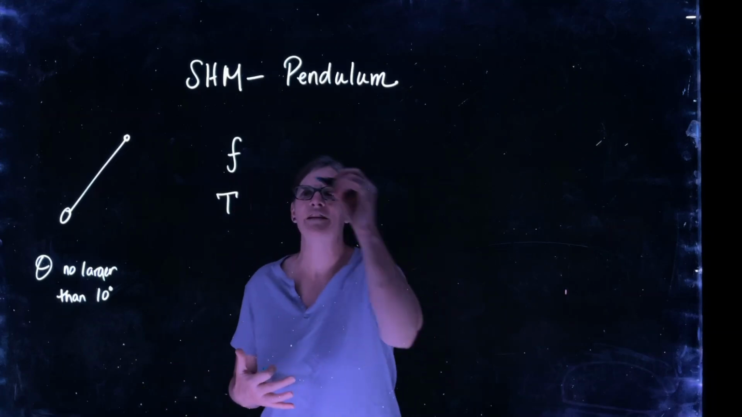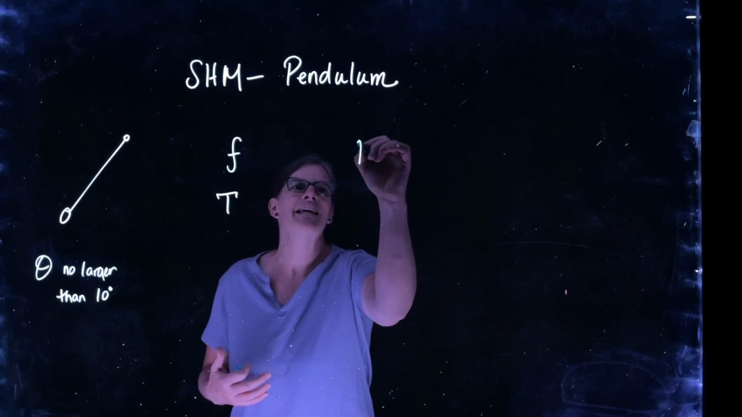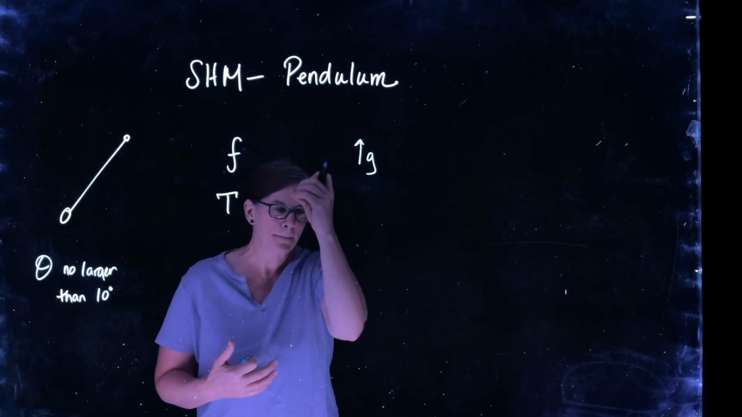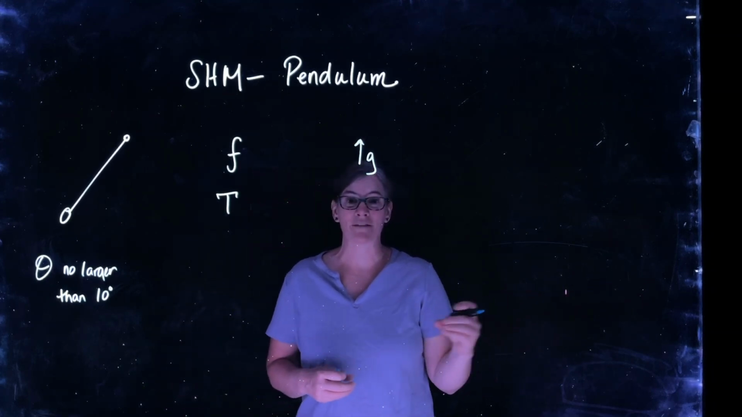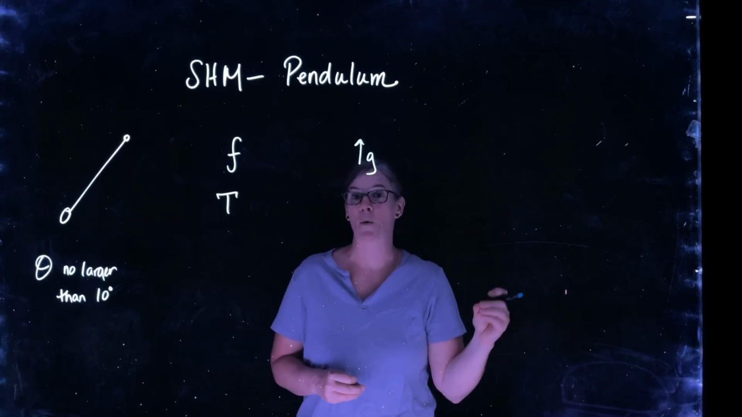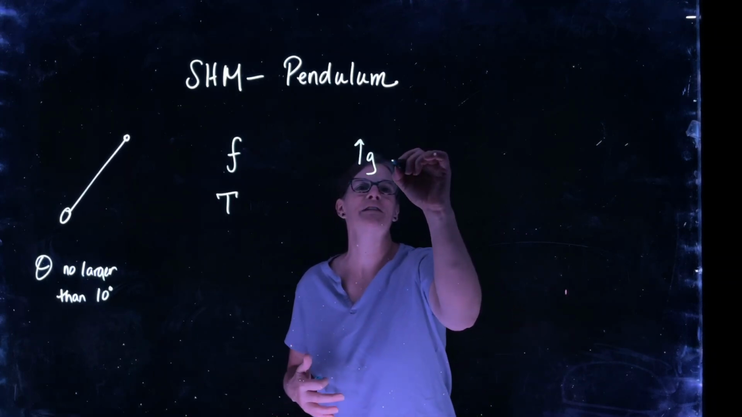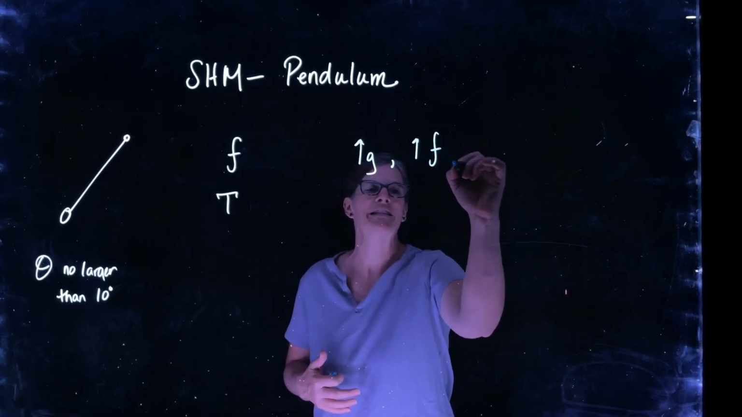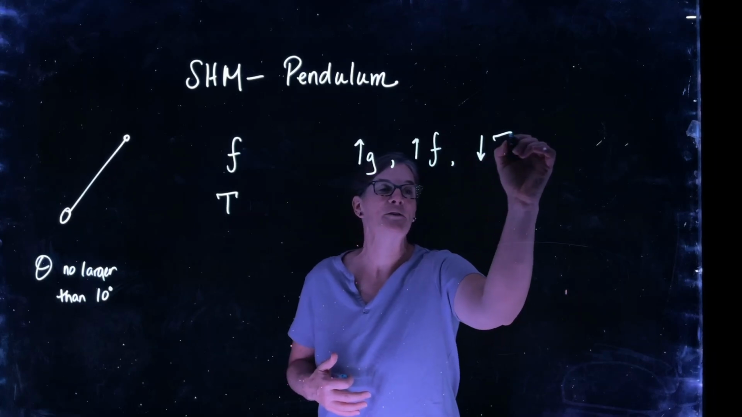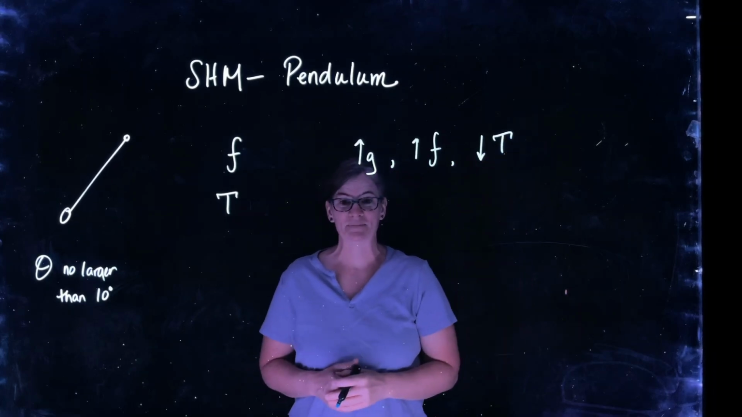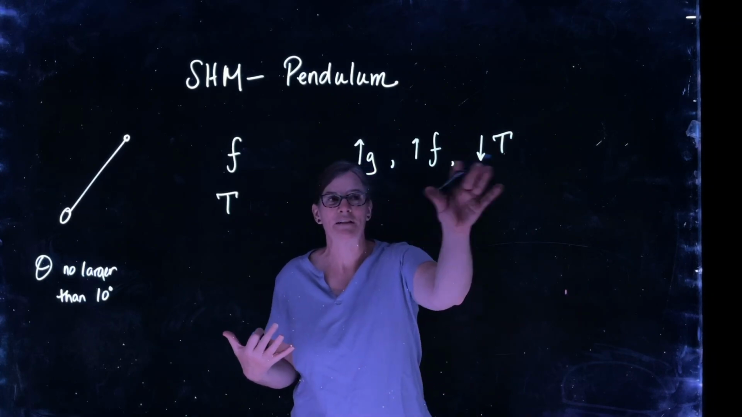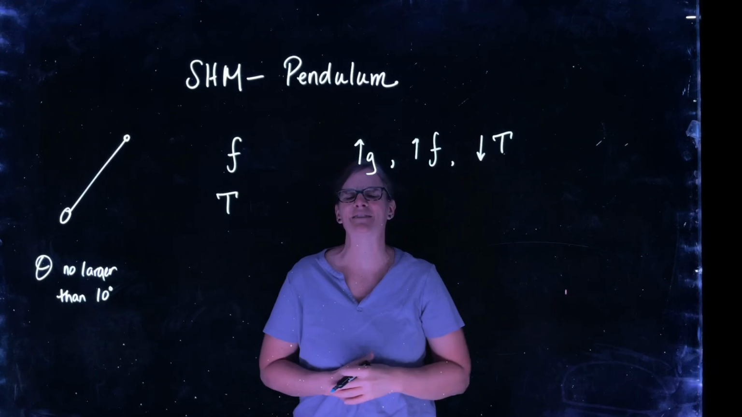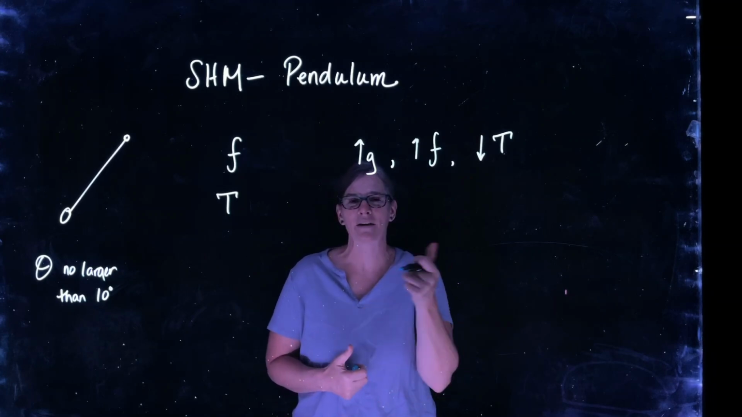How might gravity play a role? Well, if I increase the gravity, I have a stronger pull down. Increasing the gravity is going to make that periodic motion go faster. So if I increase the gravity, I increase the frequency and I decrease the period, because of that inverse relationship. All right, so gravity plays a role.